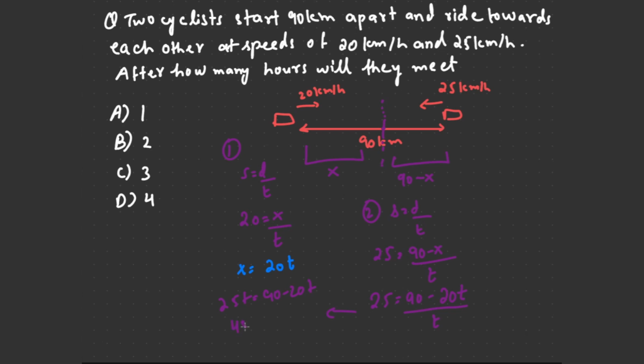This would be 45t equals 90, and from here I'm getting the value of t as 90 over 45, which would be 2 hours. 2 hours, right? So do we have an option of 2? Yes, option B is correct. So they will meet after 2 hours.